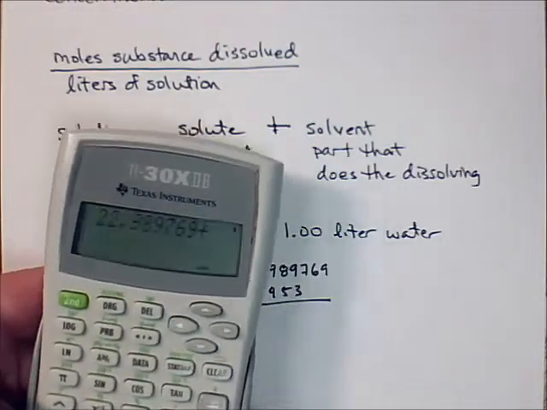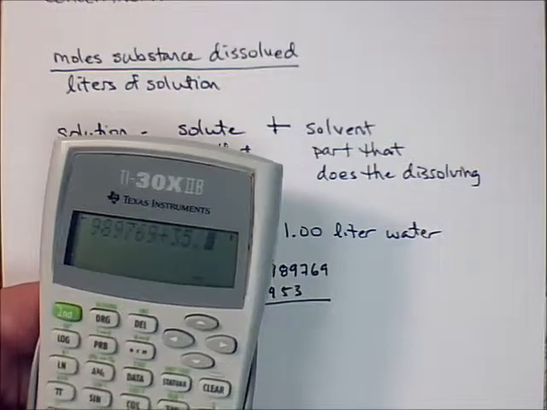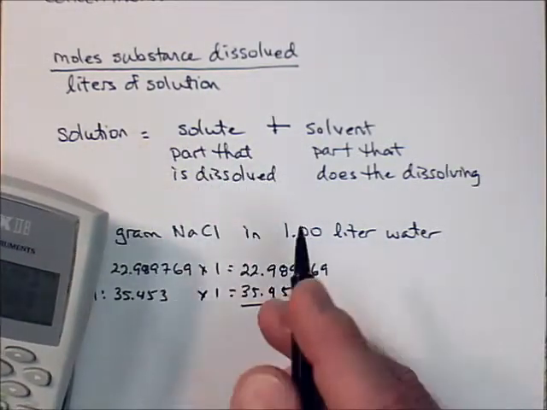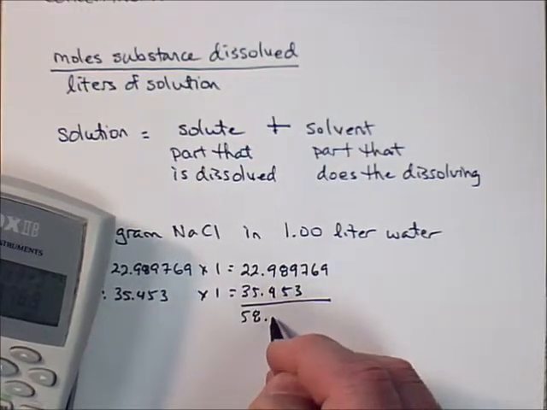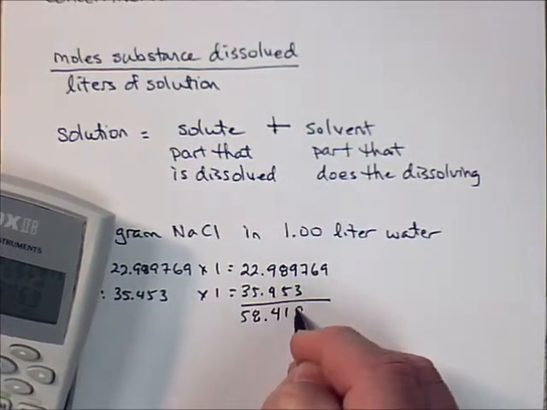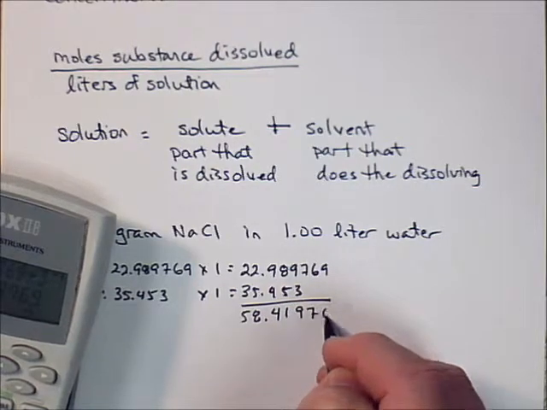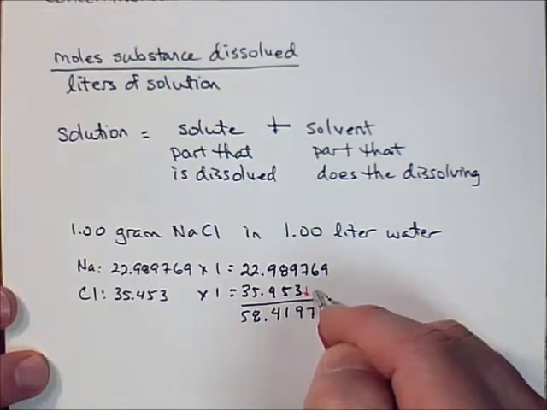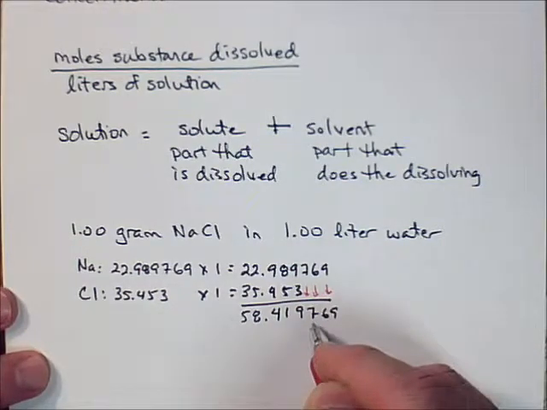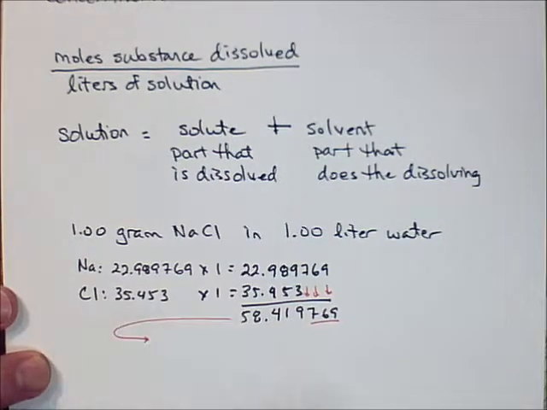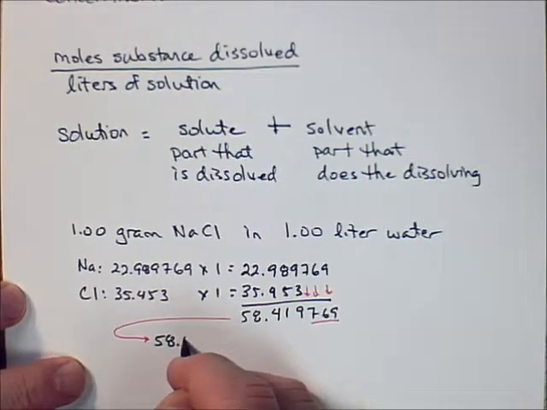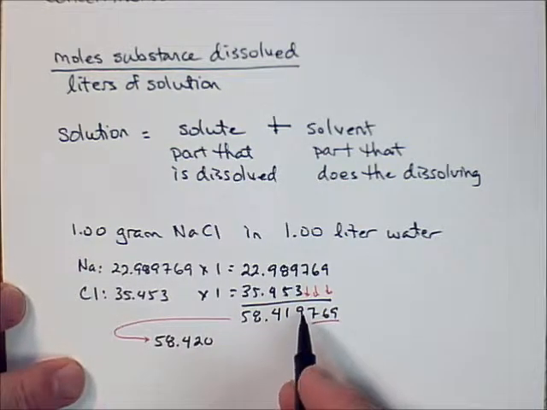(22.989769) plus 35.453, and we get 58.419769. We have 3 empty slots over here on the right side, so we have 3 digits we have to round off, and we get a molar mass of 58.420. That 7 makes the 9 round up to a 10.